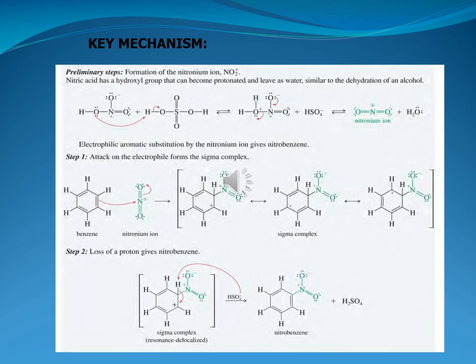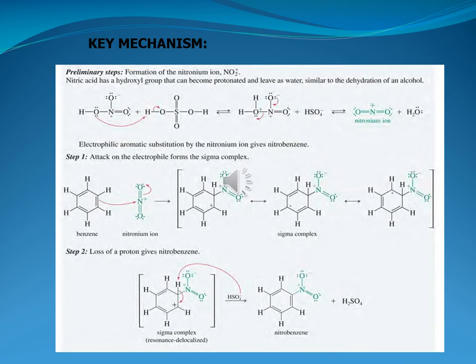In the second step, the pi electrons of the benzene molecule, as you know, behave as a nucleophile. It attacks the nitronium ion, in which the nitrogen atom is electron deficient, and forms a new bond, that is a sigma bond. This new intermediate is called the sigma complex or an arenium ion, which stabilizes itself by resonance. In the last step, the bisulfate attracts the proton from the electron deficient benzene molecule.